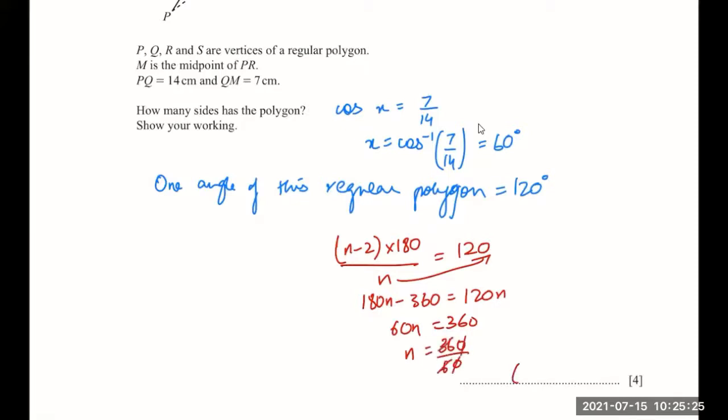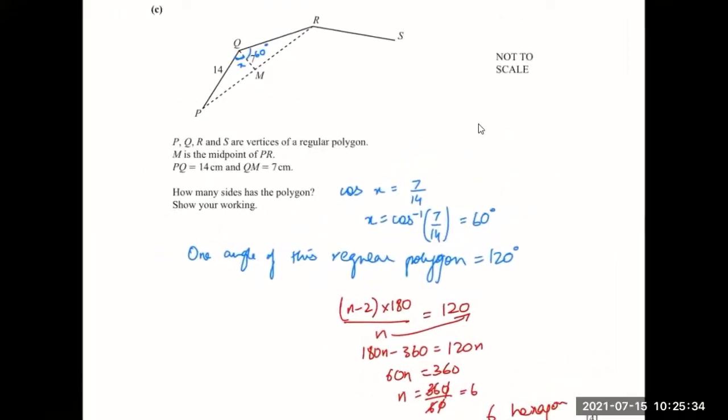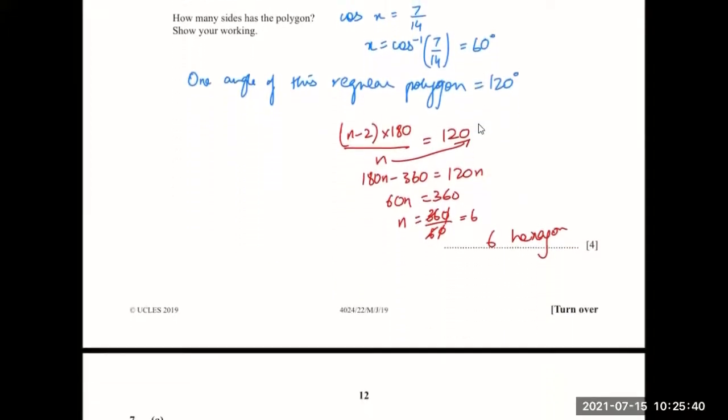So it's a 6-sided regular polygon, which we call a hexagon. So you see how this question is merging two topics together. They are asking you about trigonometry and angle properties in the same question.